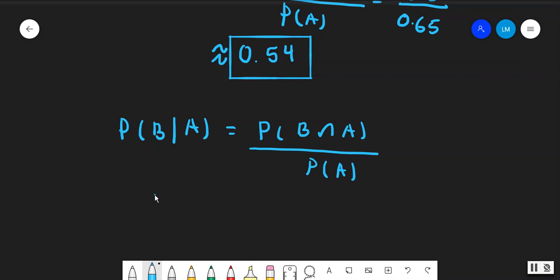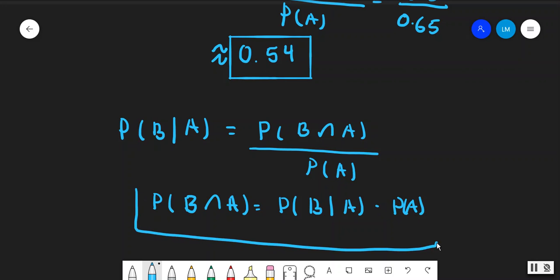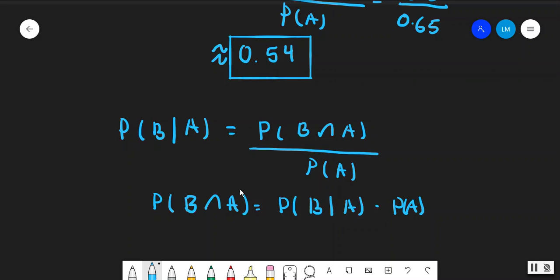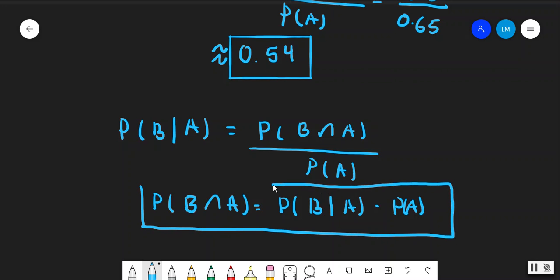Essentially, the intersection is equal to P of B multiplied by A, and this equals the conditional probability multiplied by the event P of A. So this is another formula that you would be using. It gives you this statement right here.